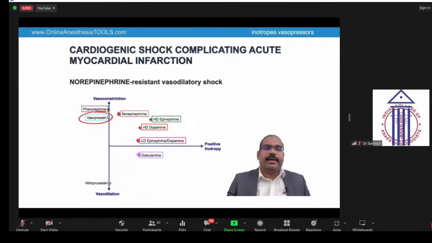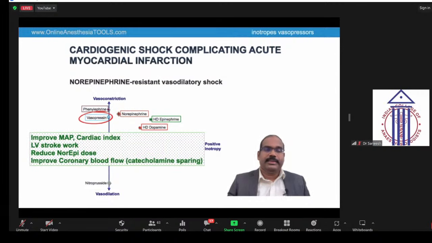So another choice in cardiogenic shock scenario is vasopressin, which is very popular these days. It is shown to improve mean arterial pressure, cardiac index, reduce norepinephrine dose and improve coronary blood flow, what is generally known as catecholamine sparing effect. So these are the advantages of vasopressin in cardiogenic shock as an added agent when norepinephrine is already started.